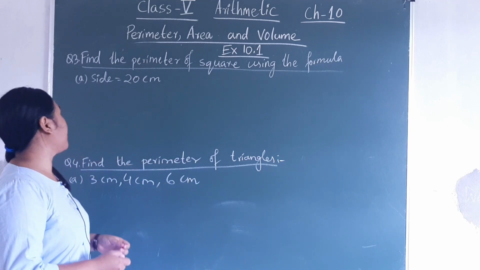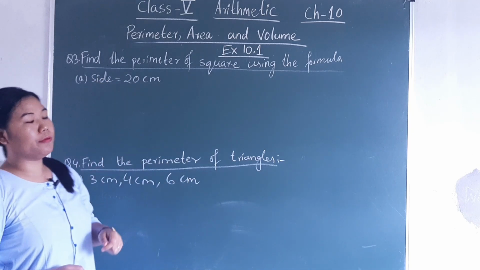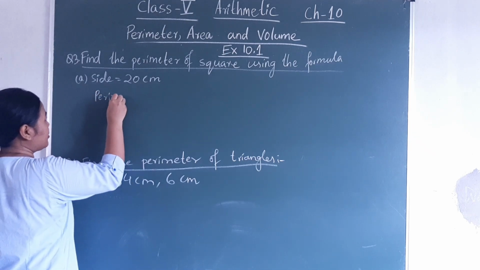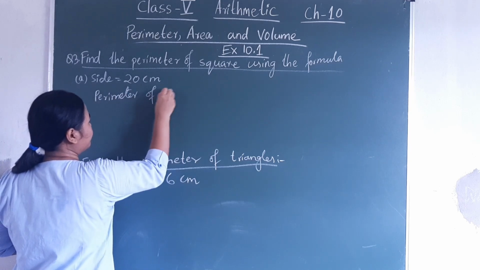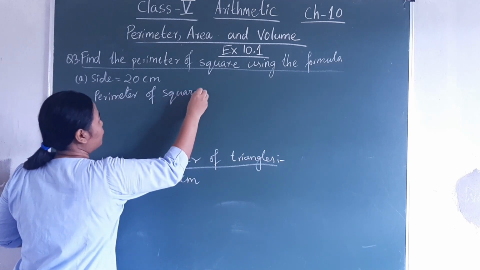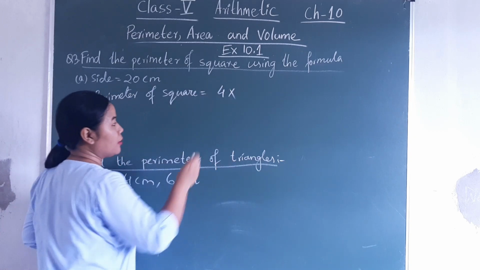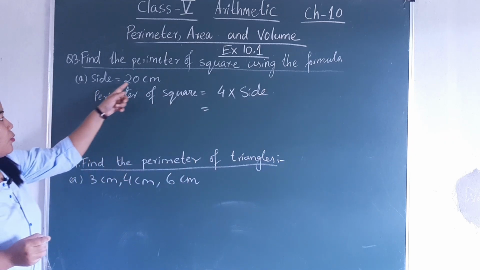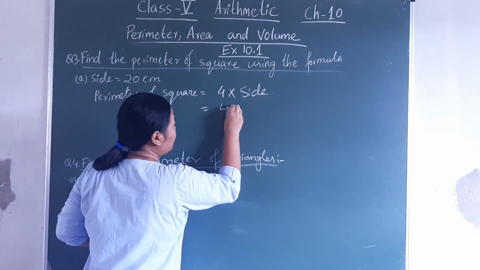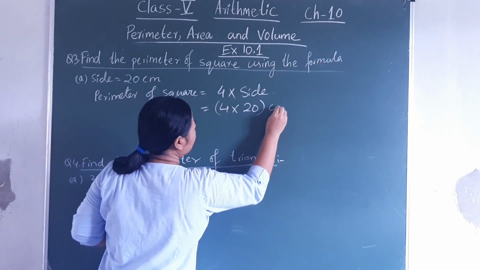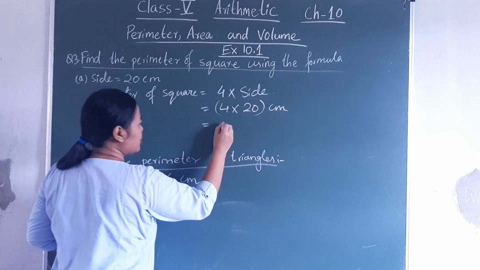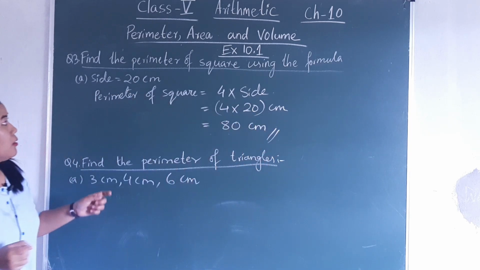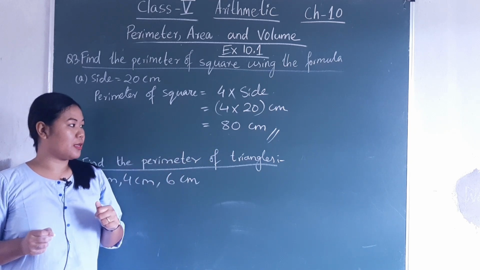Okay, now we will solve question number 3. Find the perimeter of square using the formula. So what is the formula? Perimeter of square, 4 multiplied by side. And in the question what is given? Side 20 centimeters. So 4 multiplied by 20 centimeter. So 4 twos are 8, 4 zeros are 0, so 80. So the perimeter of square is 80 centimeter.